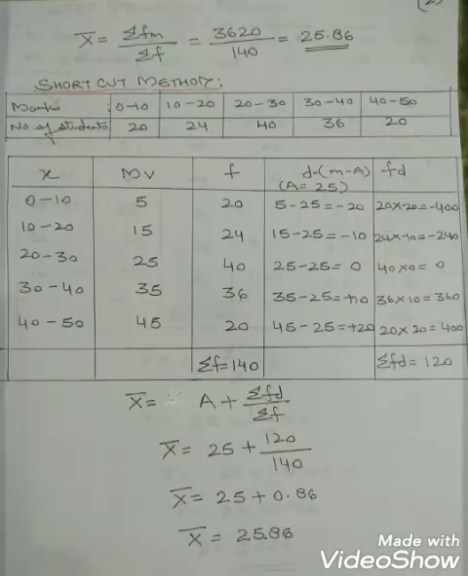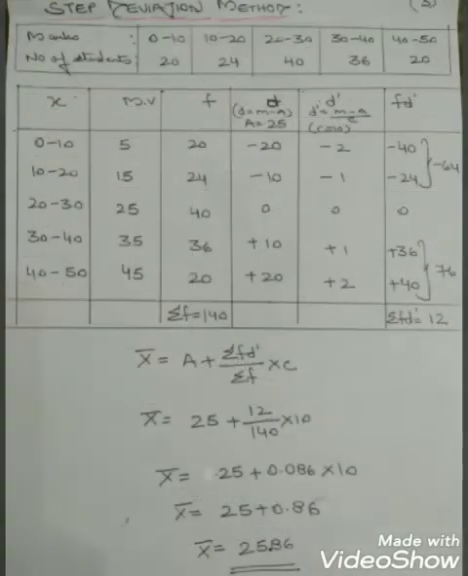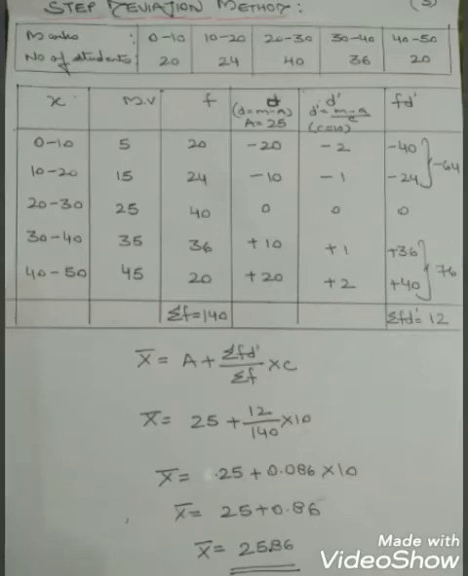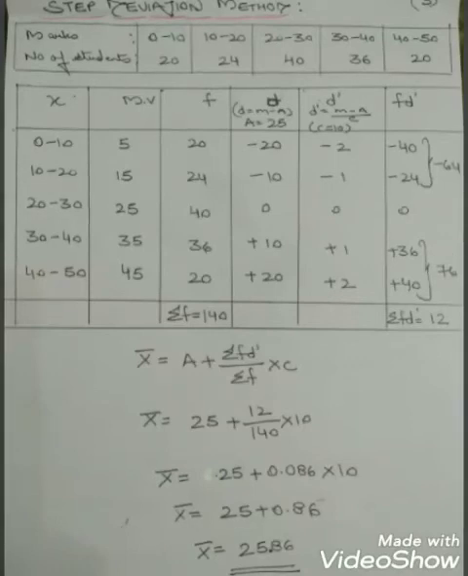And the last one is step deviation method. Again we have taken one example where we have marks and number of students. Marks go like 0 to 10, 10 to 20, 20 to 30, 30 to 40 and 40 to 50. And number of students, again we have 20, 24, 40, 36 and 20. Now children, again I have plotted this into a table. If you see, now we have 6 columns in this table.